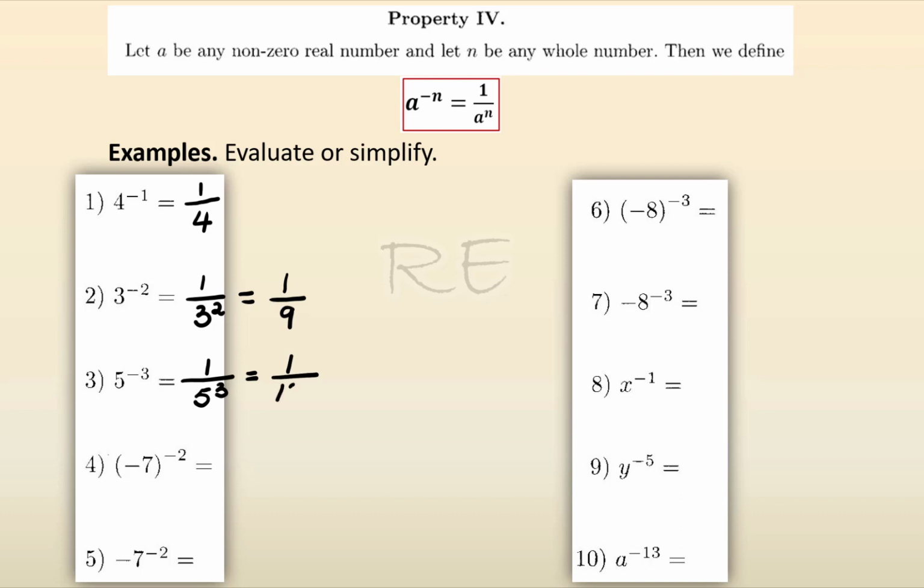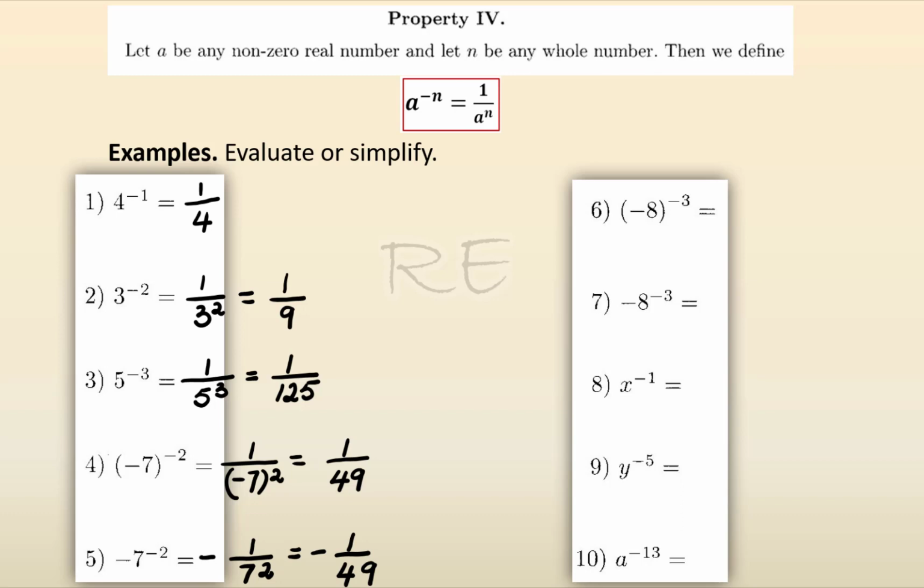And 5 times 5, 25 times 5, 125. The answer is 1 over 125. (-7) with parentheses to the negative 2 will be 1 over (-7) between parentheses to the second, which is 1 over 49. -7 to the negative 2 without parentheses will be 1 over 7 squared, and then we tack on the negative sign. The answer is negative 1 over 49.